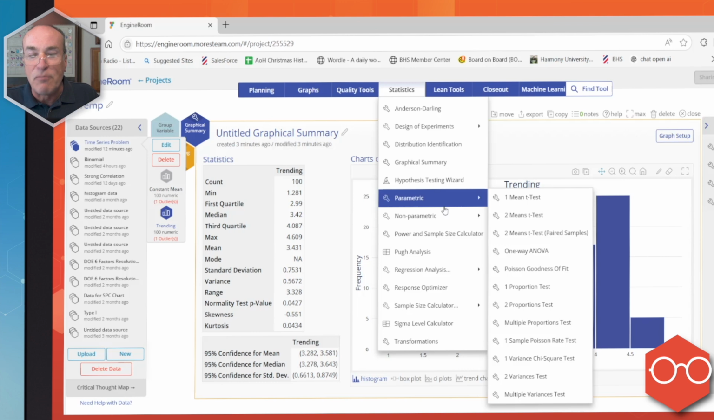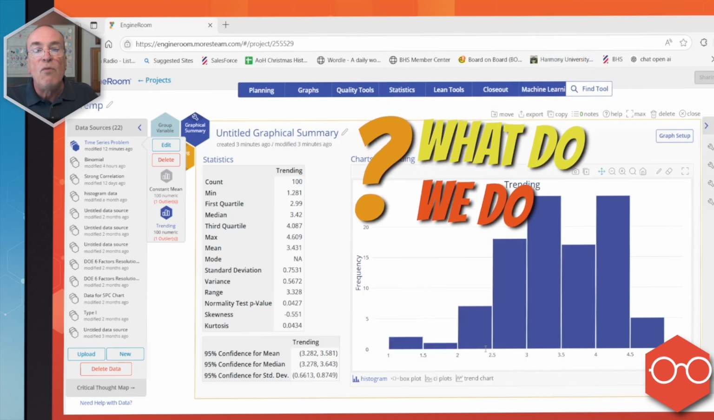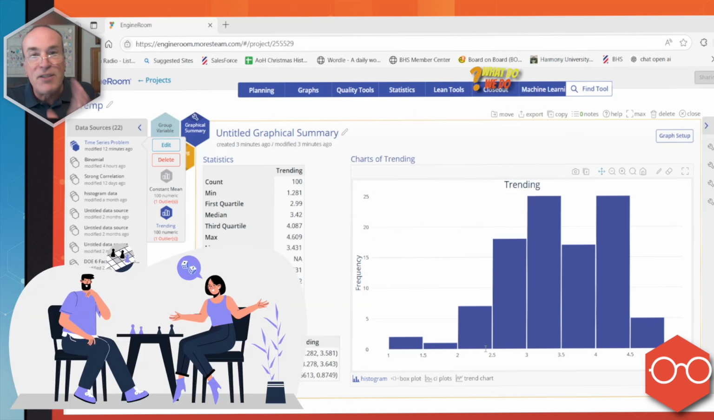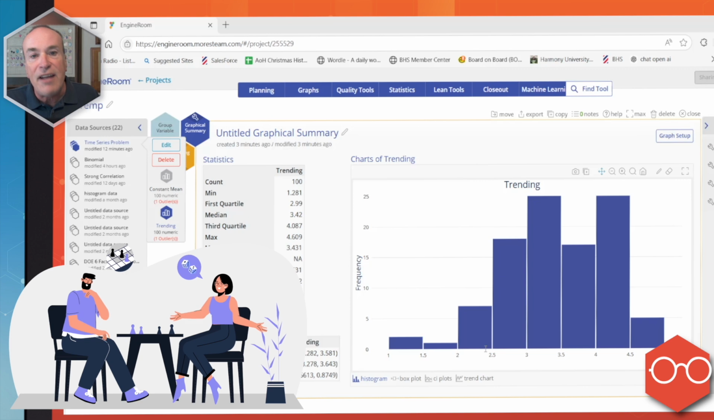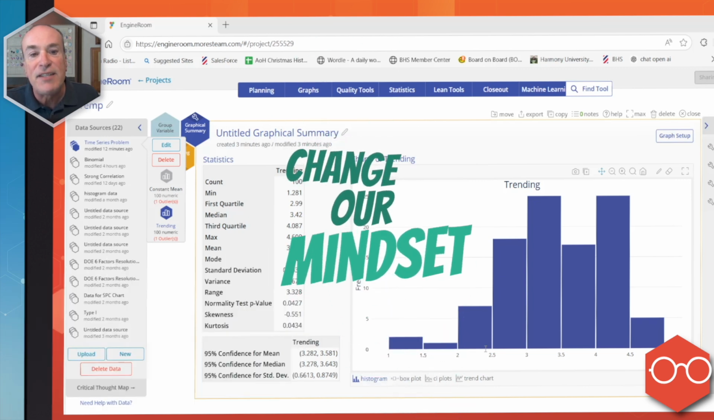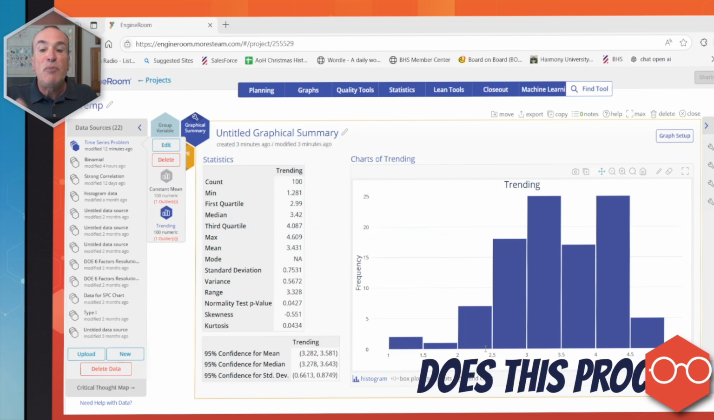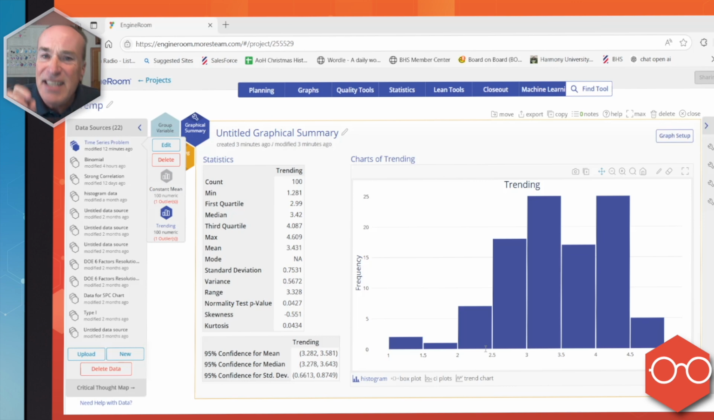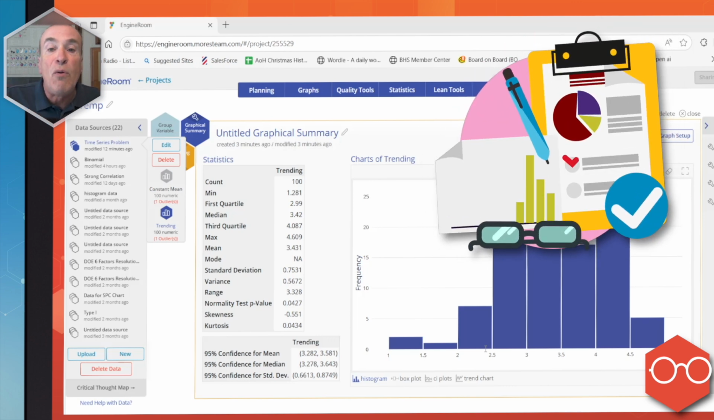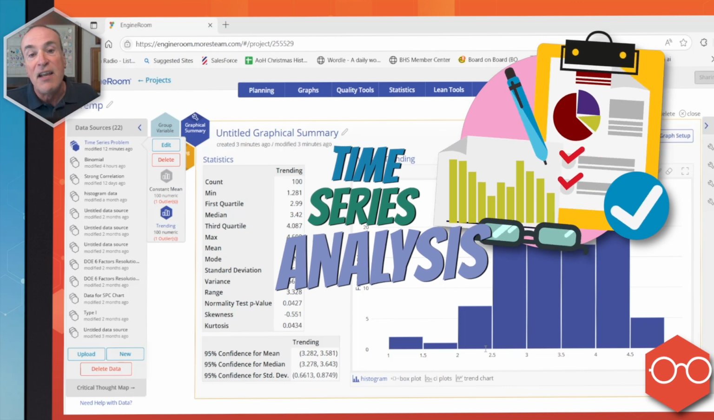Now, that's a pretty heavy reboot, right? So, what do we do? We don't pass go. We do not collect $200. We have got to change our mindset, but all is not lost. Does this process naturally behave this way? If it does, then there's a whole other world of statistics called time series analysis.